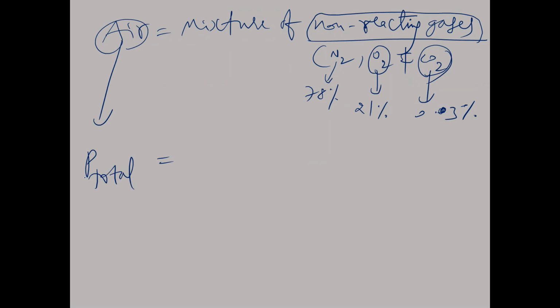Okay. So for this air, total pressure: P total is equal to the partial pressure of nitrogen plus partial pressure of O2 plus partial pressure of CO2. So up to this the concept is clear now. The total pressure of a gaseous mixture of non-reacting gases is equal to the sum of partial pressures of individual gases in the given mixture. It's called what? Dalton's law of partial pressures. Okay.